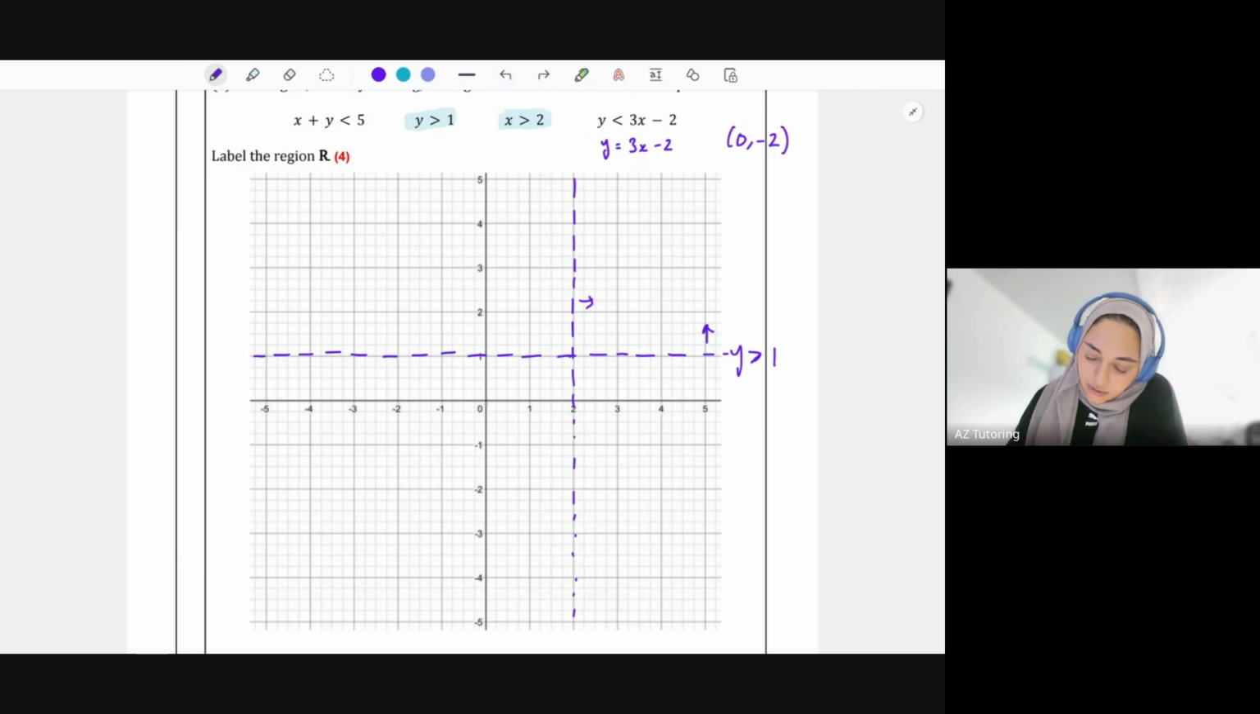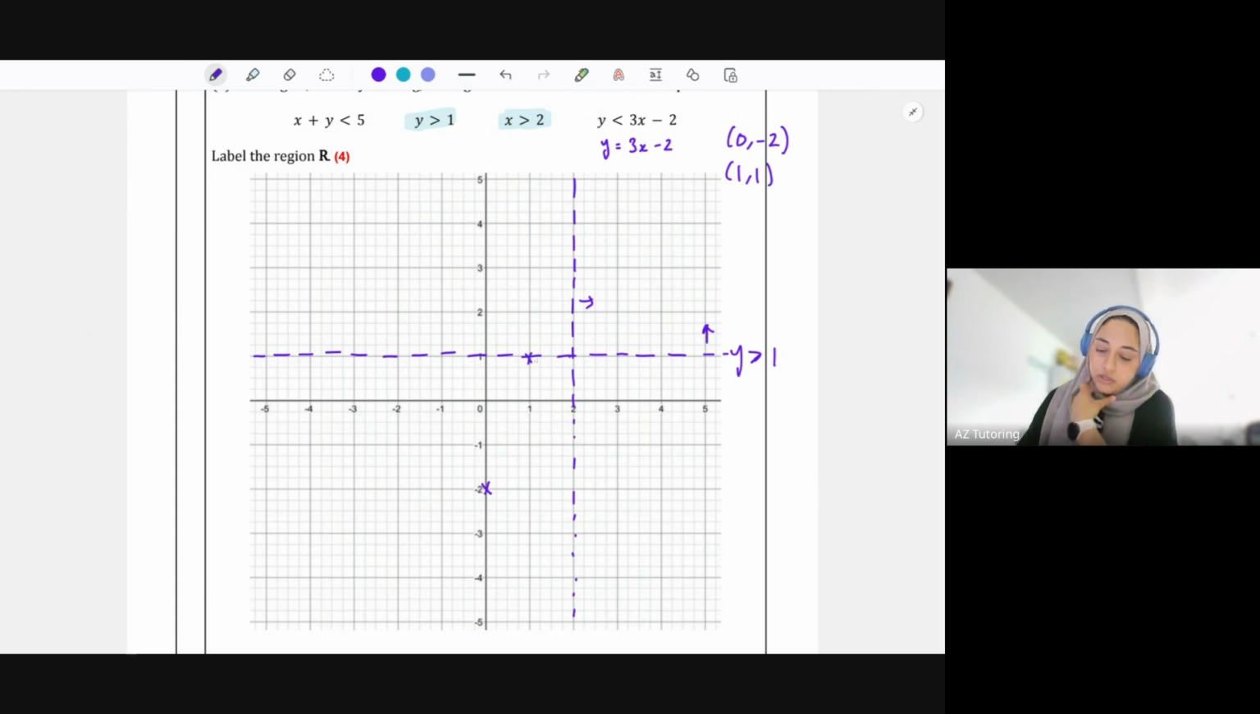Okay, that's fine. Let's find another one. Let's substitute when x is 1. 1 times 3 is 3. 3 minus 2 is just 1. So it's 1, 1. So 1, 1 is here.